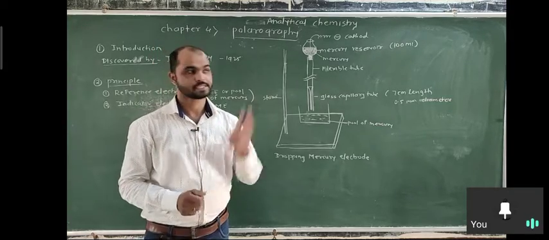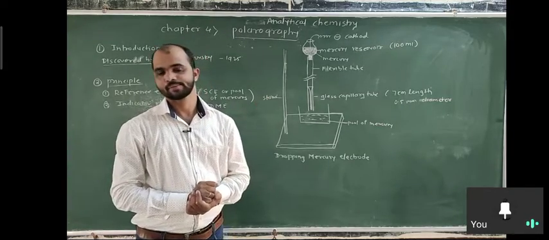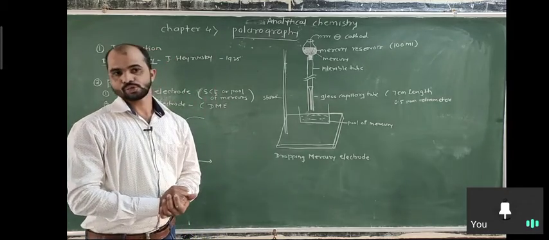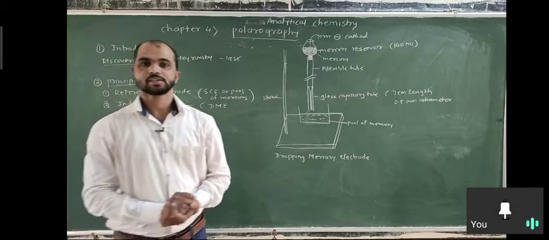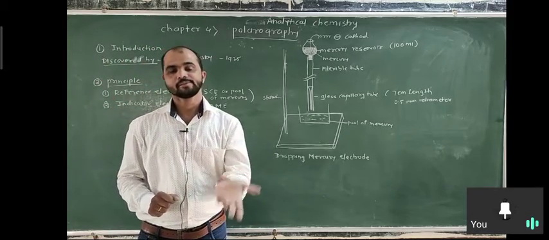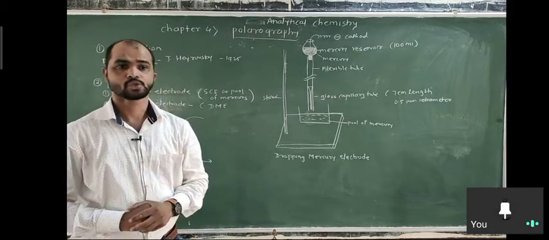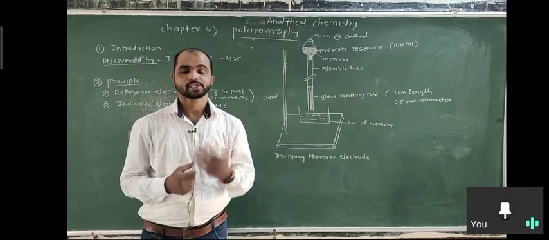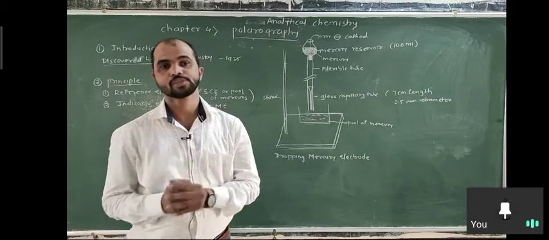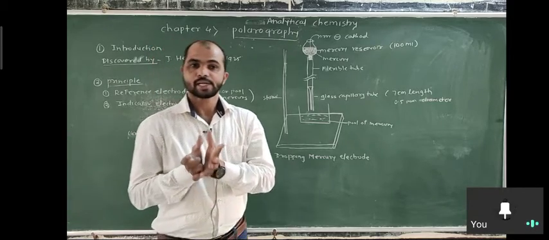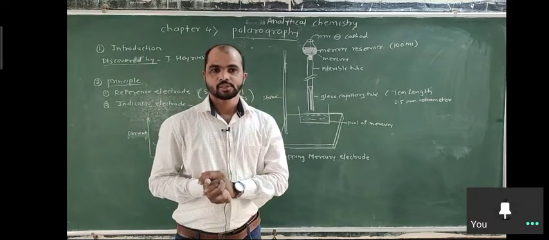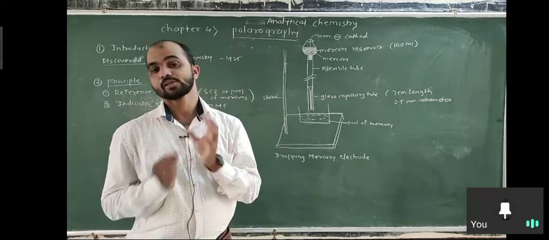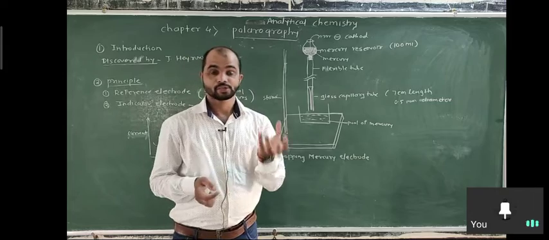So that's why it is a branch of voltammetry, because we will determine the potential. Basically the polarography technique is used for substances which undergo reduction and oxidation. When a substance undergoes oxidation, there is loss of electrons, so that time oxidation potential is there. When any substance undergoes reduction, that time reduction potential is there.